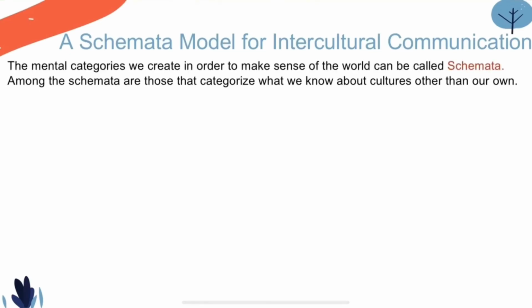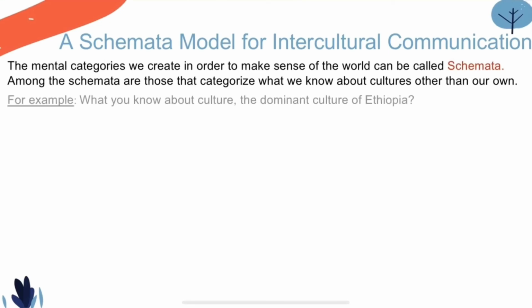The mental categories we create in order to make sense of the world, we call schemata. Among the schemata are those that categorize what we know about cultures other than our own. For example, if you are asked to sum up what you know about a culture, say Ethiopia, you may not have much data or many ideas in that schema. Indeed, you may have to create a new schema because this is the first time you have thought about Ethiopia.